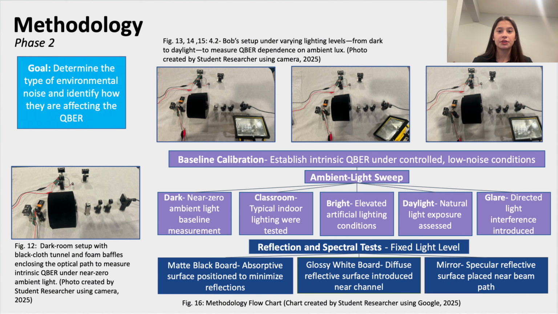In Phase 2, environmental noise was investigated. As shown in figures 13 through 15, the system was tested under dark conditions, typical classroom light, bright artificial light, daylight, and directed glare to evaluate how increasing ambient lux affected QBER. A baseline calibration was first performed. Reflection effects were then isolated by introducing different surfaces at fixed lighting levels, including a matte blackboard, a glossy whiteboard, and a mirror, to distinguish absorption.